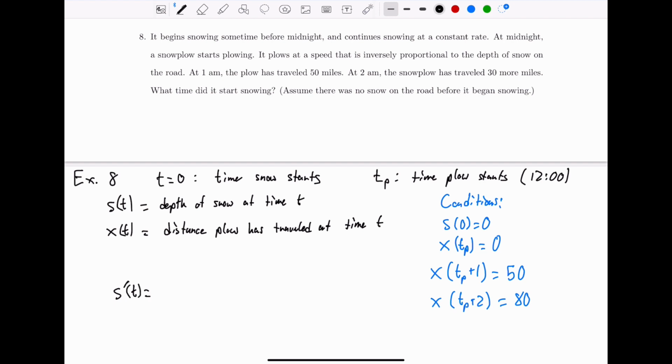And let's just call this constant r, some rate at which the snow is falling. So this expression here says that the snow falls at a constant rate. We're also told that the speed of the plow is inversely proportional to the depth of snow on the road.